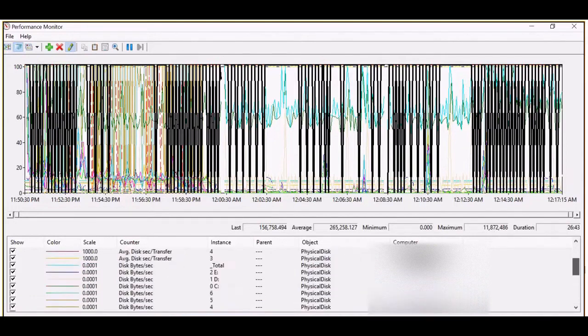I want to check what other applications are running. Missing indexes, what else could cause excessive disk activity?